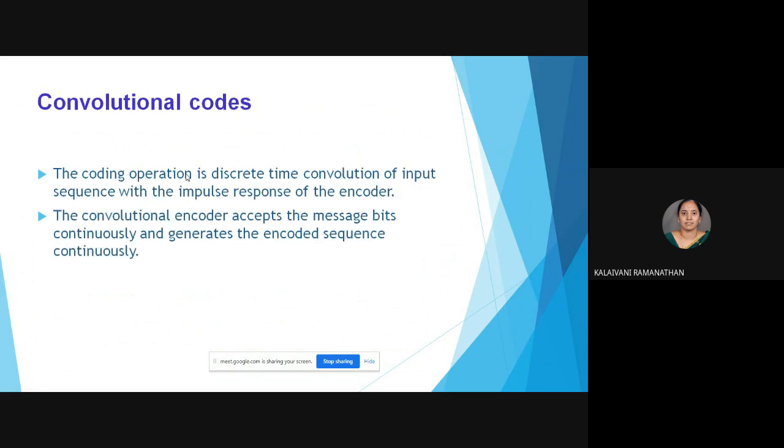Convolutional codes. In convolutional codes, the coding operation is the discrete time convolution of the input sequence with the impulse response of the encoder. The convolutional encoder accepts the message bits continuously and generates an encoded sequence continuously.